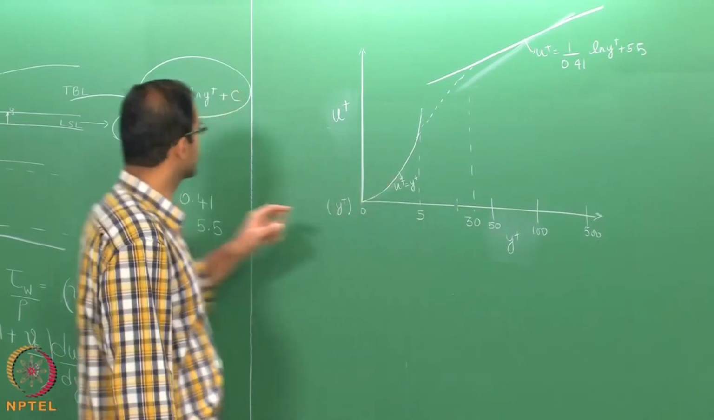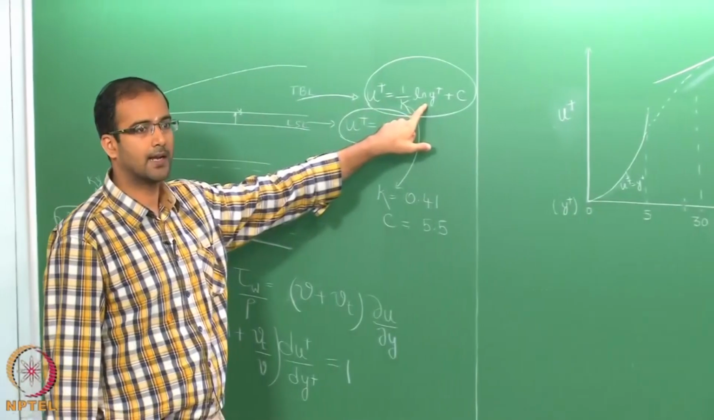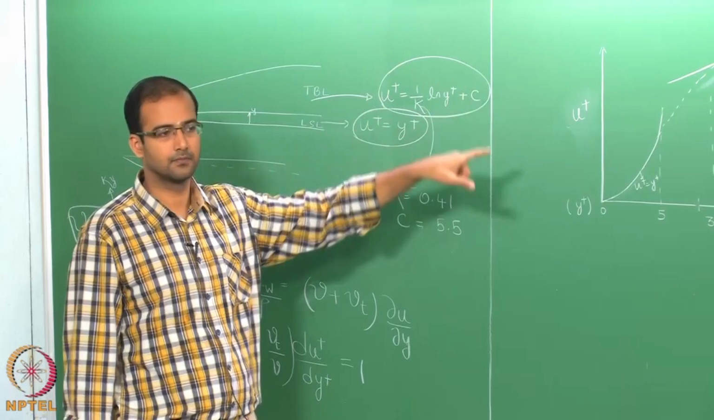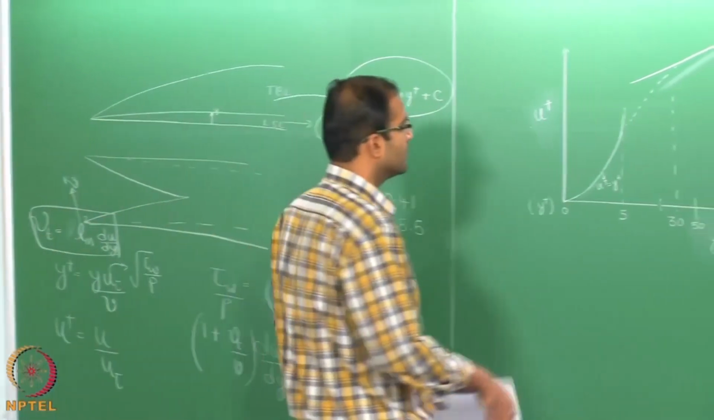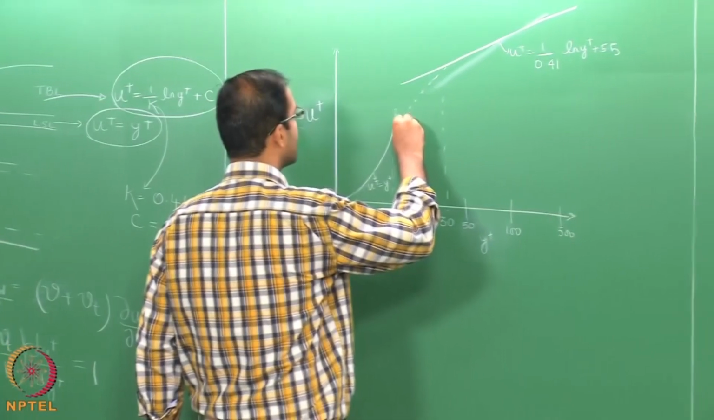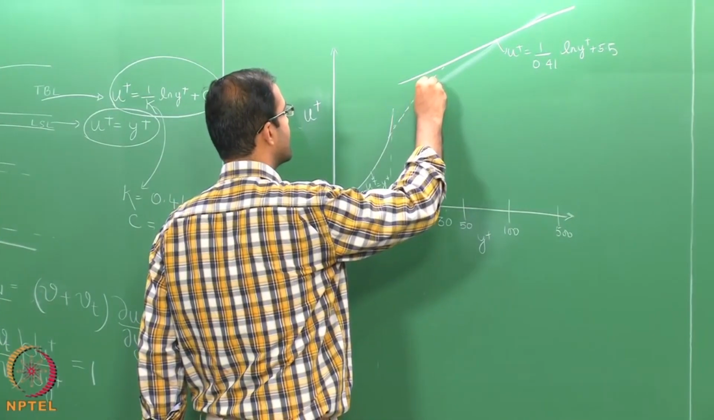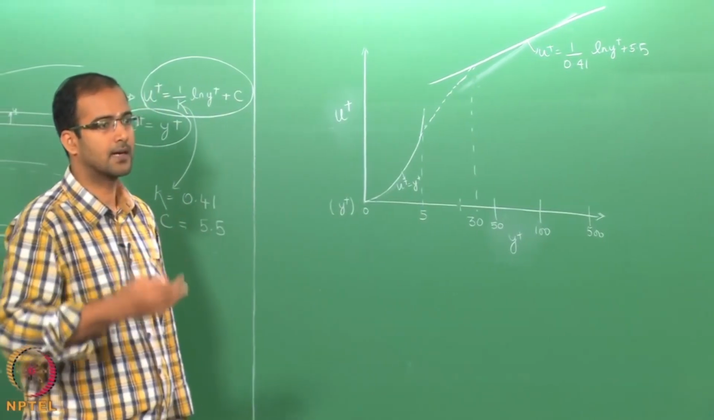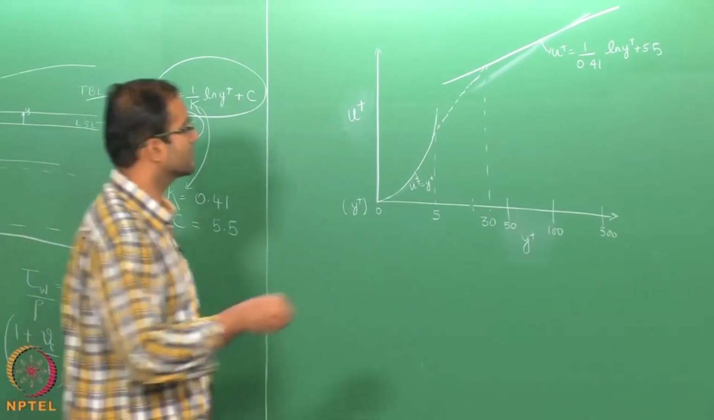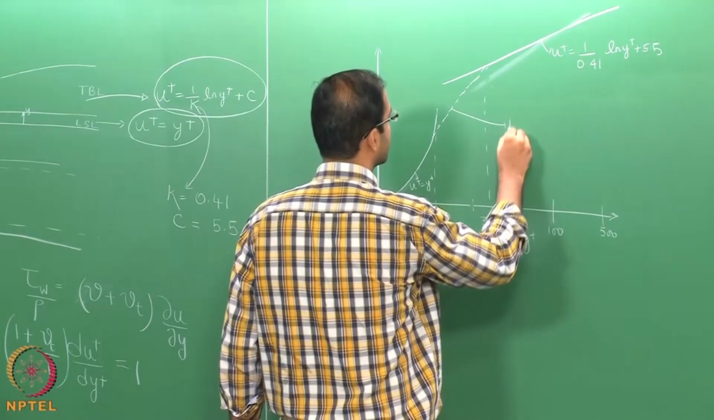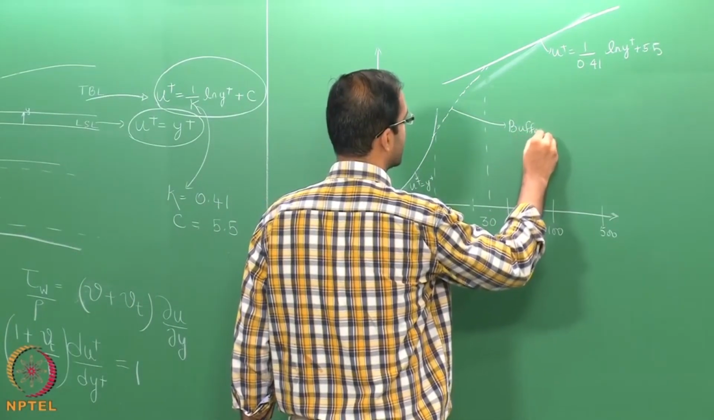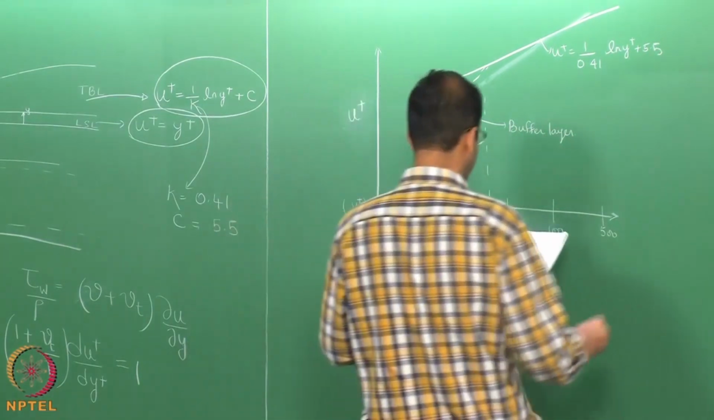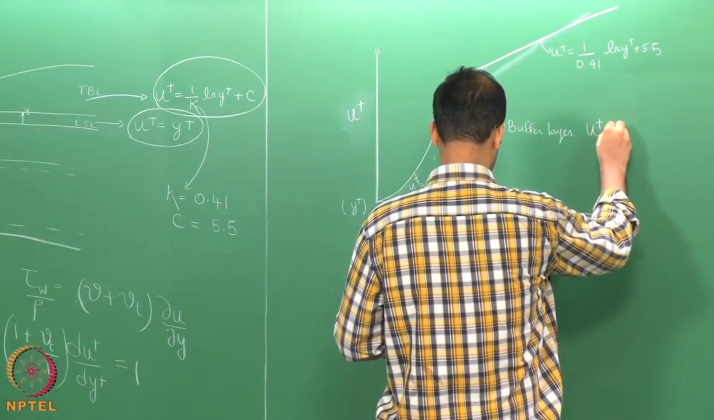So, on this scale, since you are plotting directly ln of y plus on the x axis, this will be a linear curve, right. So, now the intermediate buffer layer is supposed to provide a transition from the edge of the laminar sublayer to the starting of the fully turbulent boundary layer. So, this was actually called the buffer layer, derived by von Karman, and it uses a similar kind of logarithmic variation, but with different slopes.